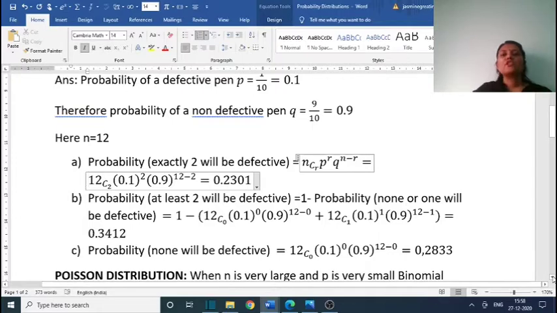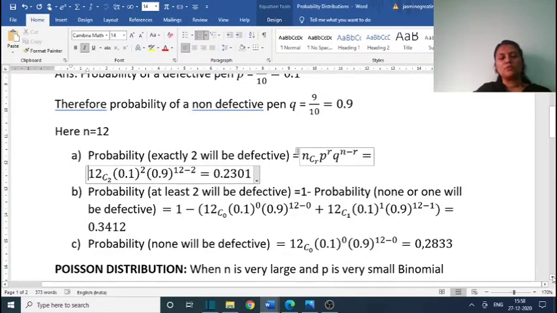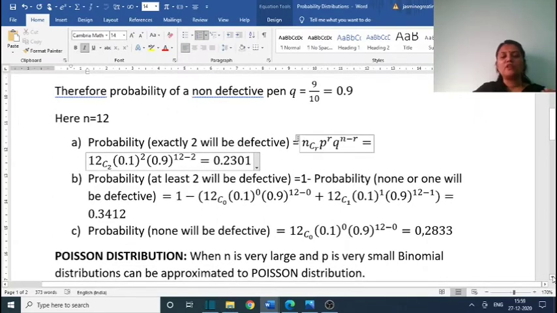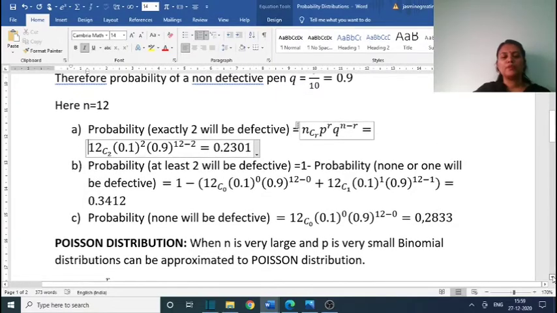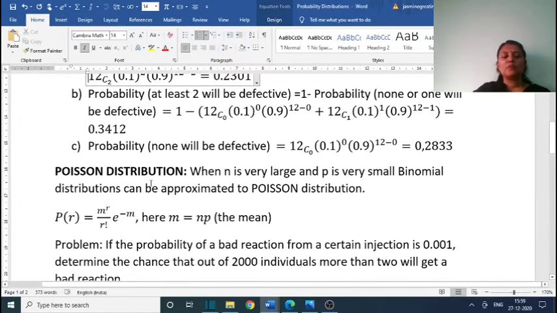Now the next distribution is the Poisson distribution. When n is very large and p is very small, the binomial distribution can be approximated to the Poisson distribution. So here the probability of R is equal to m raised to R by R factorial, e raised to minus m. In some texts the notation is lambda instead of m. Here we used m. So this m is equal to the mean for binomial, which is np.